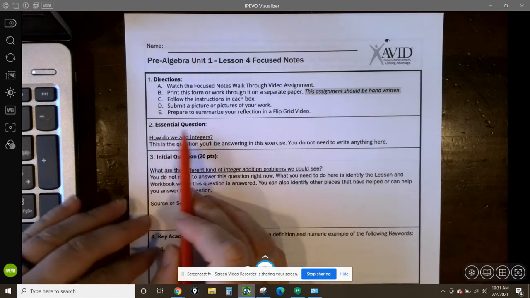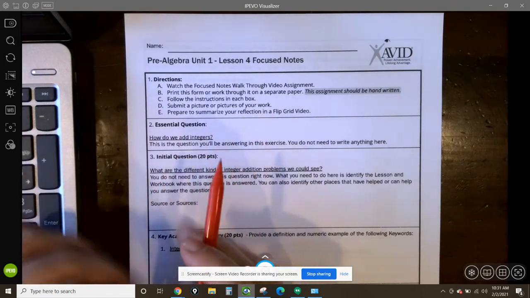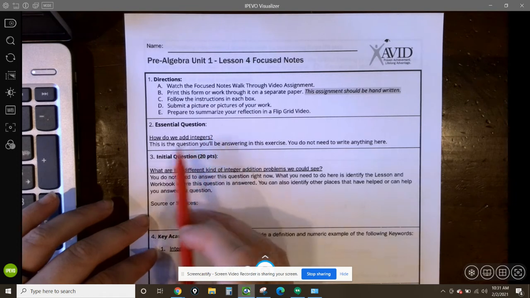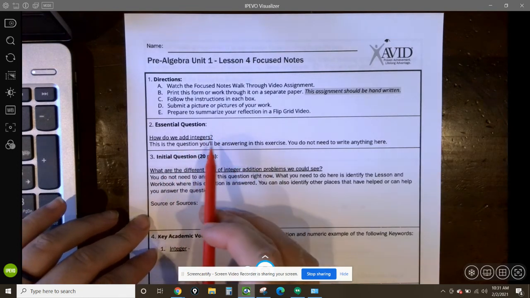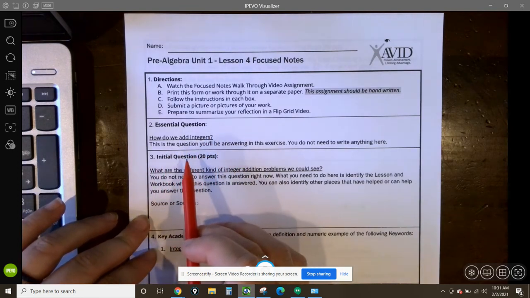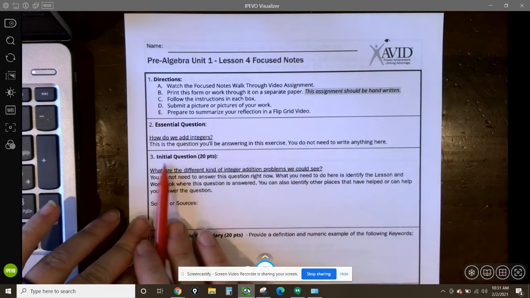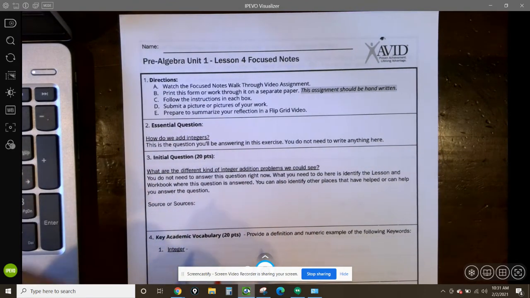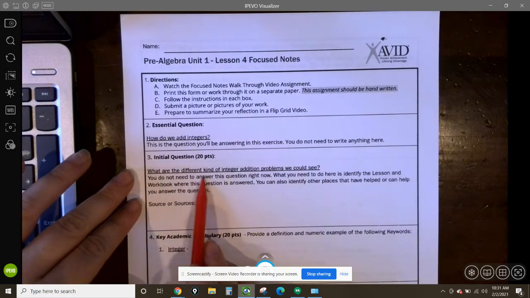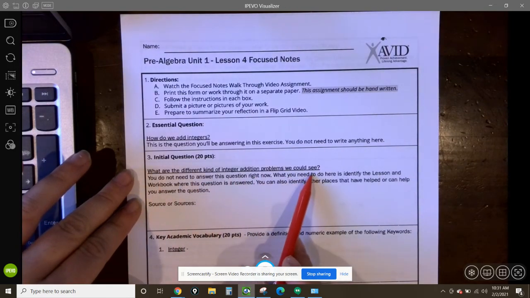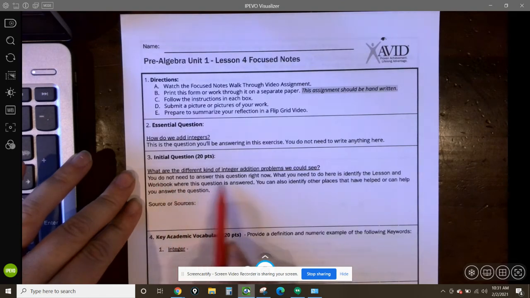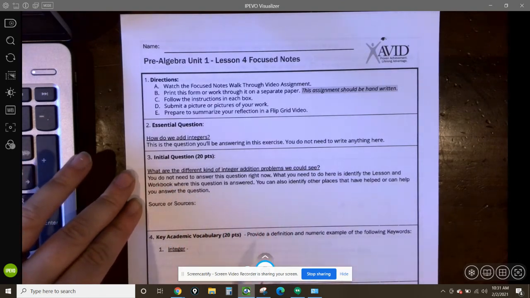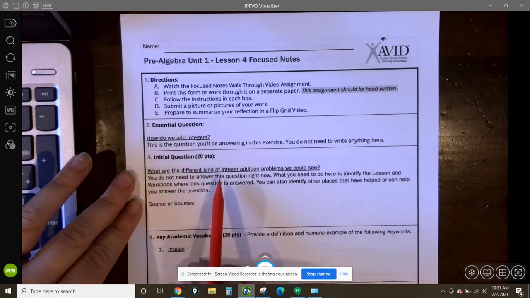Okay, so our essential question, this is like our first question, our big question, what are we doing here? How do we add integers? So we're not going to answer this question right now. We're just thinking about this as we go through these notes. Okay, our initial question, this is like a smaller question, our first question. What are the different kinds of integer addition problems we could see? Again, we are not answering this right now. We're just thinking about this as we go. And by the end, we should be able to answer these questions.